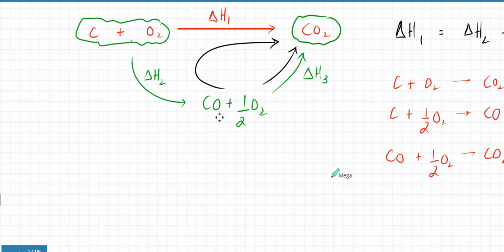Like if I'm starting at carbon monoxide and I'm reaching carbon dioxide, so this is one direct route and there's this indirect route. So if I equate the two paths, it's going to be delta H3. That's the direct one. And the other, if you're going opposite in the direction of the arrow, this would be minus delta H2.